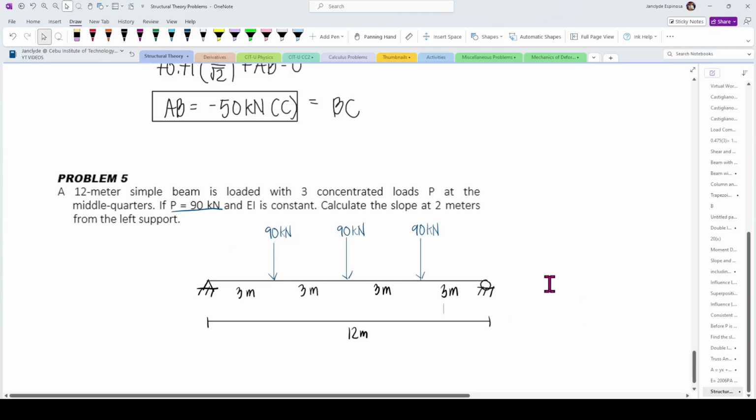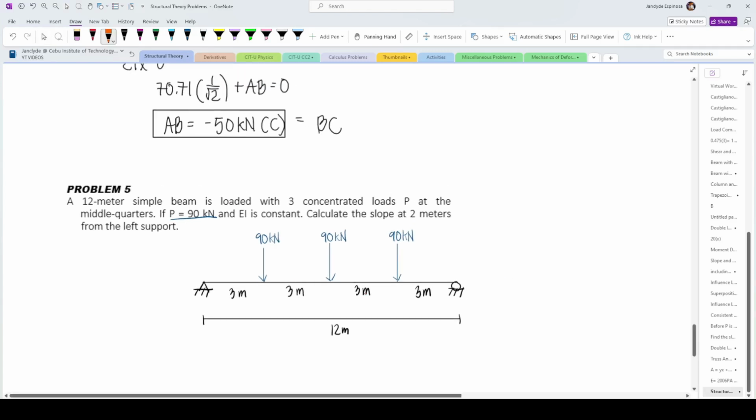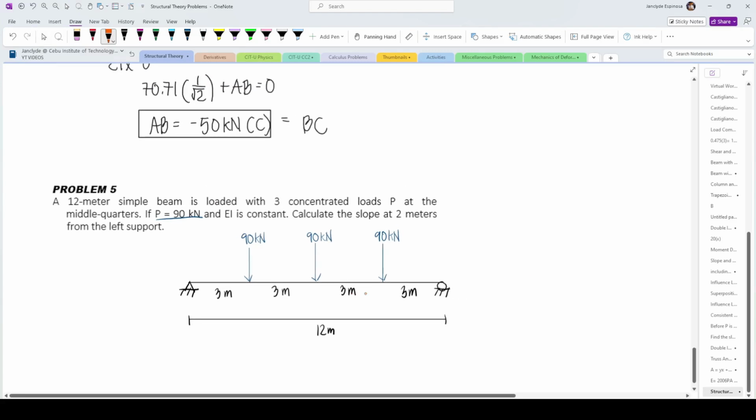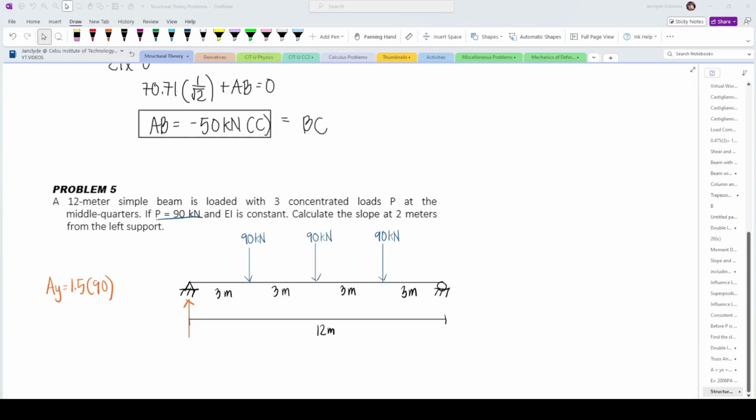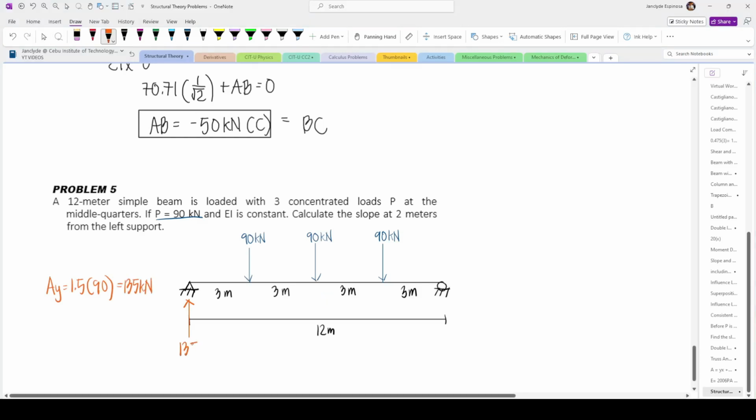Yan. And so first, we need to solve the reaction. Now, in your structural theory, meron na tayong general formula para dito. If you have 3 concentrated loads at middle quarters, diba, yung reaction is 1.5 P. Or simply, 1.5 times 90. So, Ay equals 1.5 times 90. We have 135. So, 135. And then, dito rin, 135 kN.